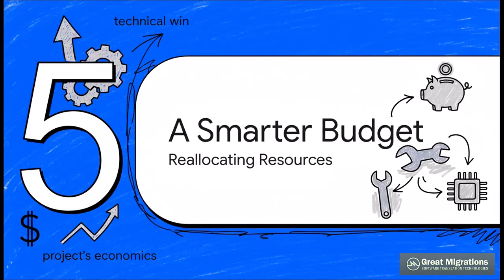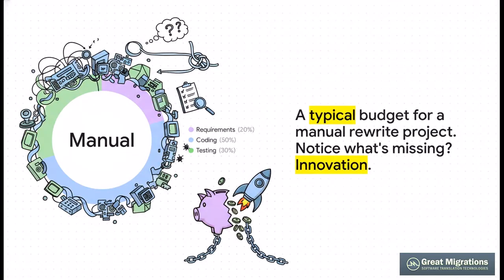And that brings us to the budget and how this approach lets you reallocate your resources in a much smarter way. So take a look at a typical budget for a manual rewrite. A massive 50% goes just to coding. The other half gets split between gathering requirements and testing. But notice what's missing? There's zero budget left over for innovation. It's all just spent trying to rebuild a thing you already have.